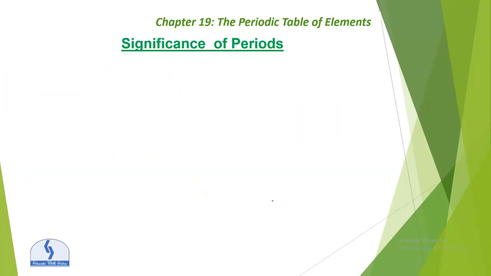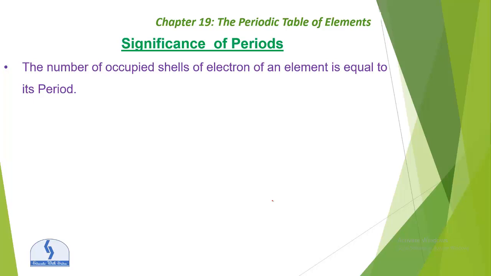Now, the significance of periods. The number of occupied electron shells of an element is equal to its period. Like hydrogen and helium, they are in period number 1, right? As they have 1 shell of electrons.